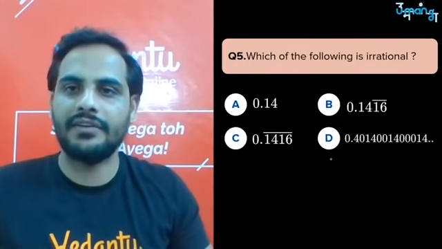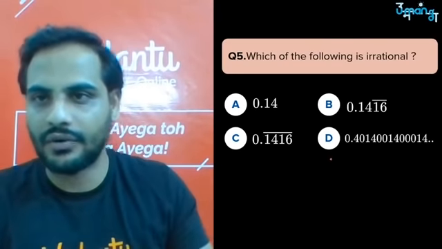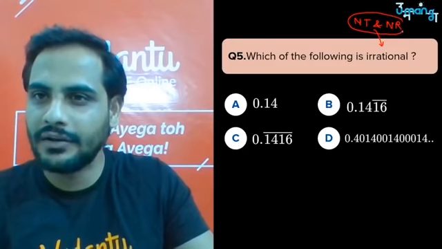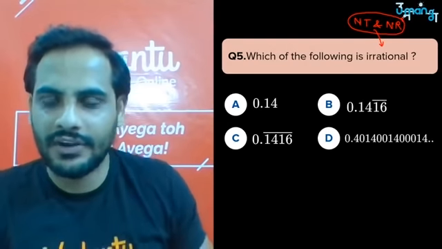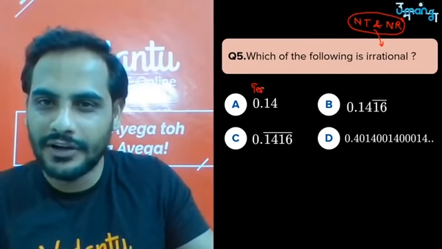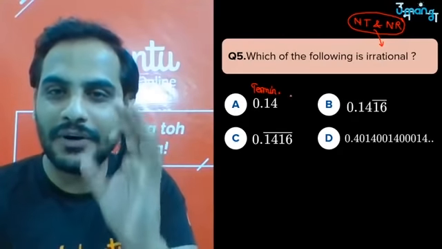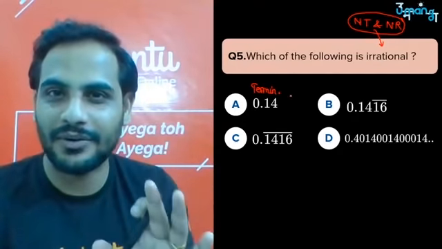The next question, beta, is: which of the following is irrational? So I know that if I'm talking about irrational numbers, then it will be non-terminating and non-recurring. Correct? So here, as you can see, option A is a terminating decimal. I hope all of you are sending the answer in the chat box, because I want all of you to perform this as your quiz. Please post your answer in the chat box, beta. So as you can see, the first one is 0.14, which is a terminating decimal.